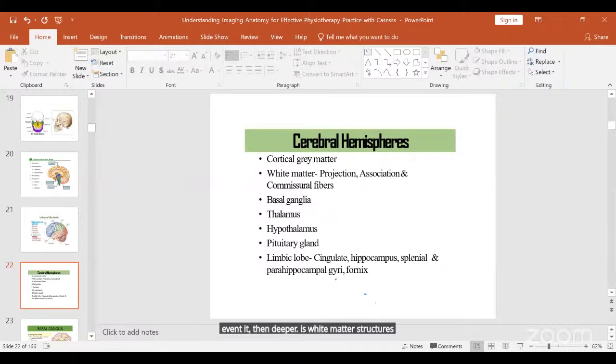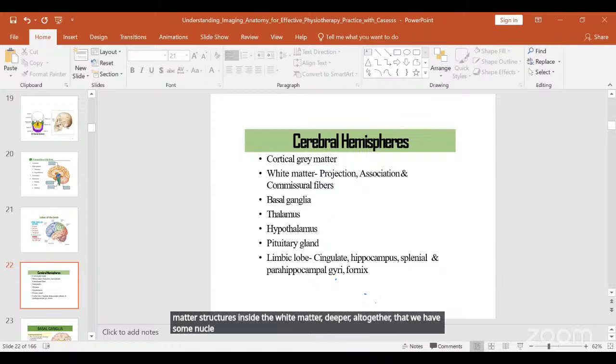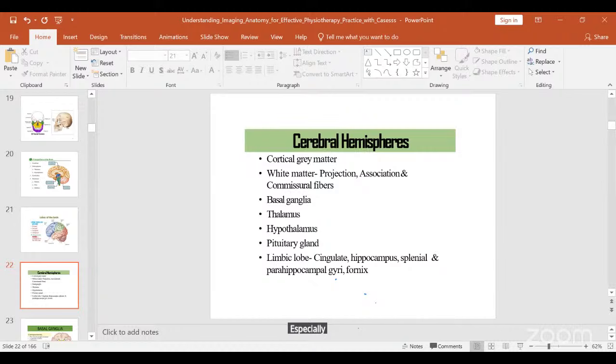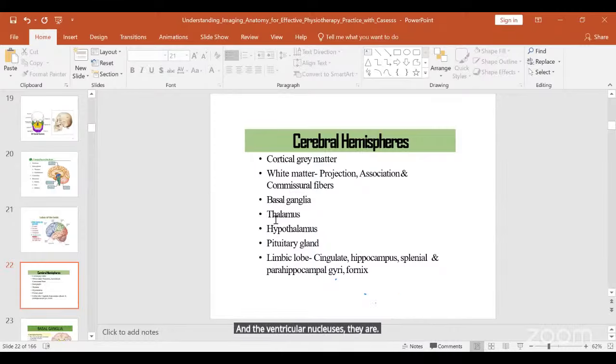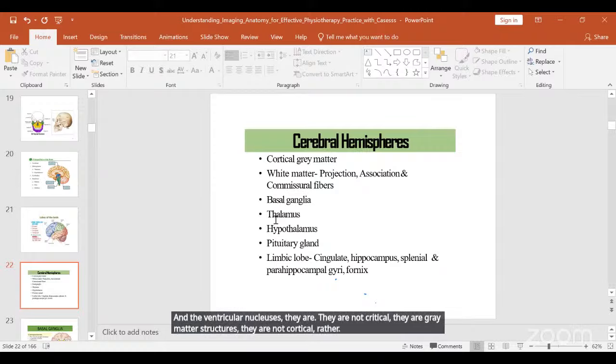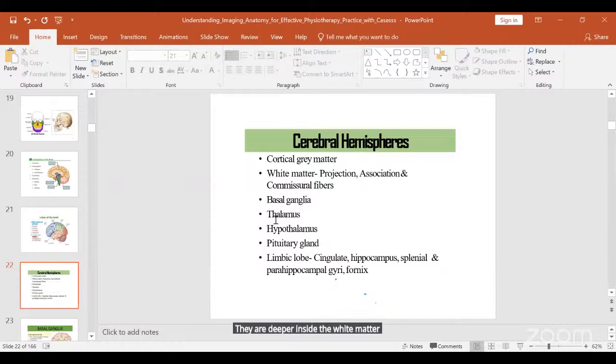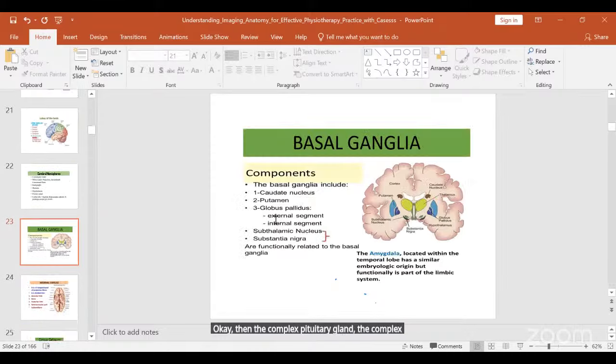Are we together? Yes, sir. We all remember that we also have deeper structures inside the white matter. We have some nuclei inside the white matter of the brain, especially at the level of what we call the basal ganglia level. That's the thalamus, the caudate nucleus, the putamen, and the lenticular nuclei. They are not cortical. They are gray matter structures deeper inside the white matter. Then the pituitary gland and the limbic system, that's for another day.